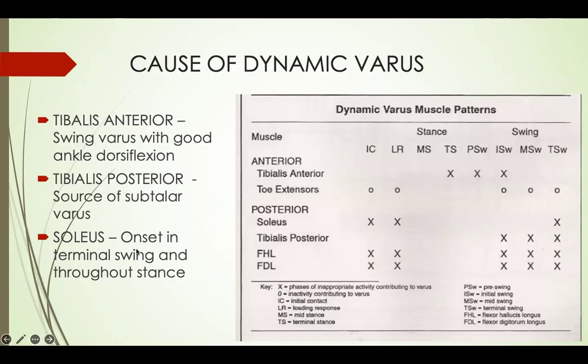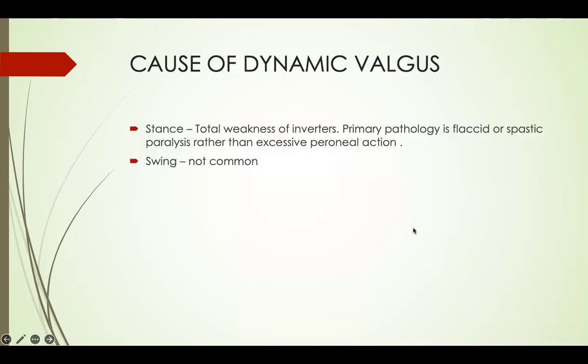Soleus gets active in the terminal swing and is active during the whole stance, which can cause varus. Causes of dynamic valgus during the stance phase: total weakness of the inverters. Primary pathology is flaccid or spastic paralysis rather than excessive peroneal action. Dynamic valgus is not so common in the swing phase.